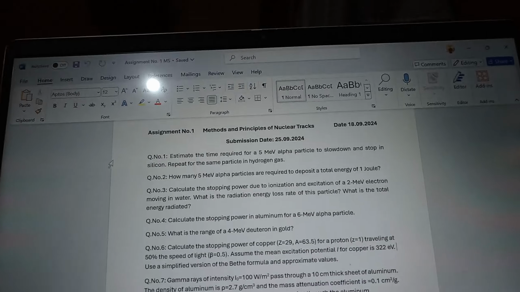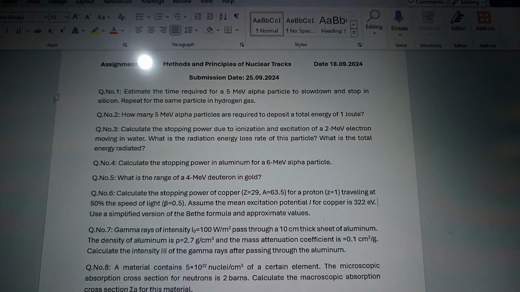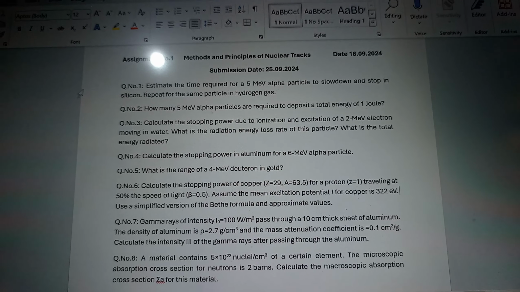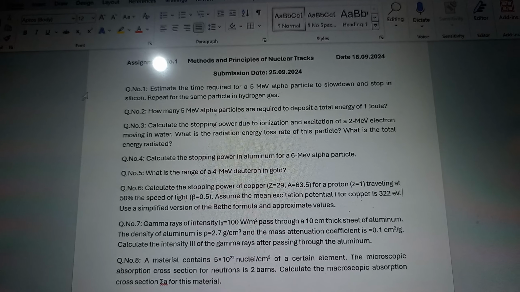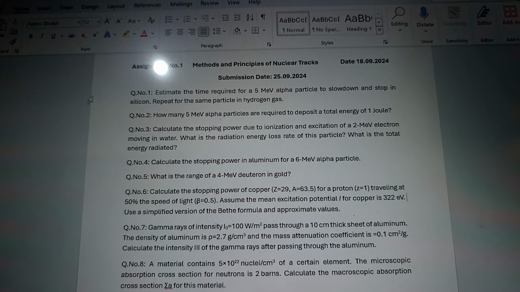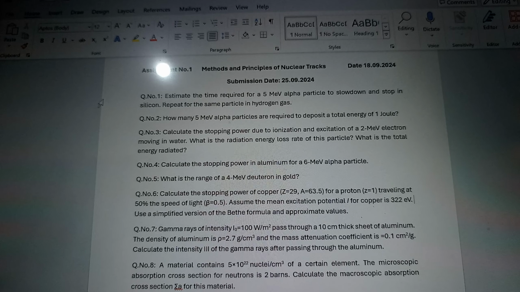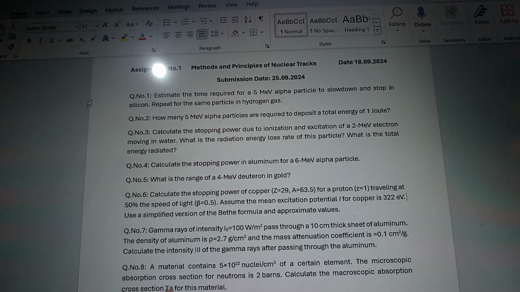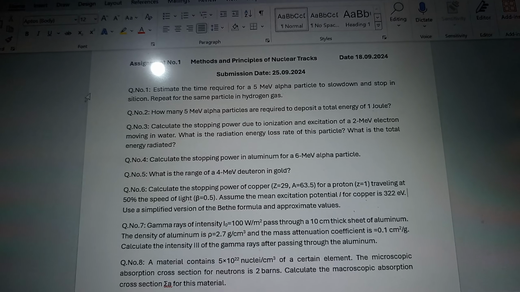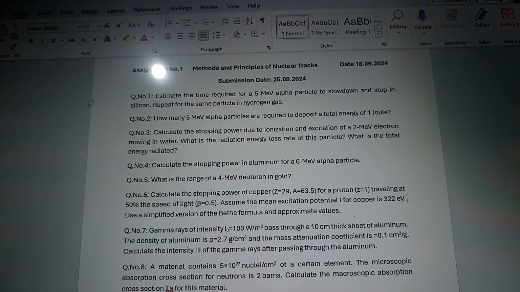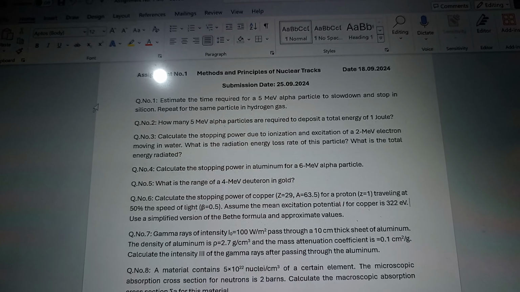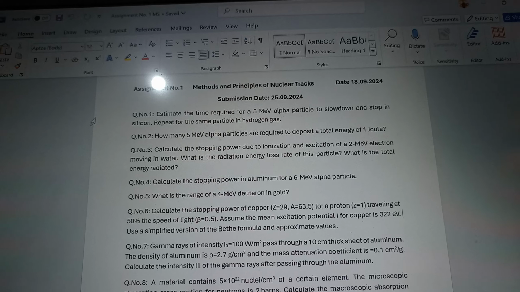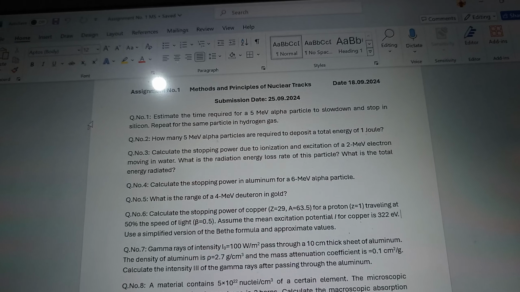So what's the first question basically? The question is: estimate the time required for a 5 mega electron volt alpha particle to slow down and stop in silicon. Okay, it means you have to find the time required. Basically, you have to find the stopping time, but we already discussed this in our previous videos. Of a 5 mega electron volt alpha particle which slows down in the silicon, you have to find the time required, meaning stopping time, and repeat the same case for the same alpha particle, now slowing down in the hydrogen gas.